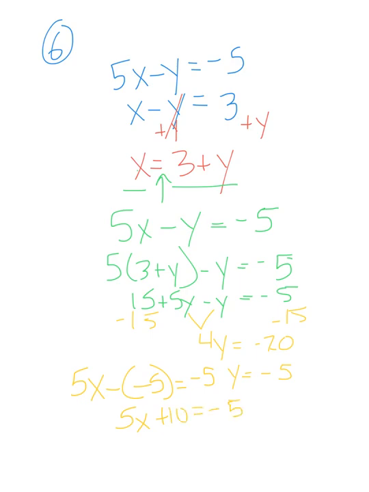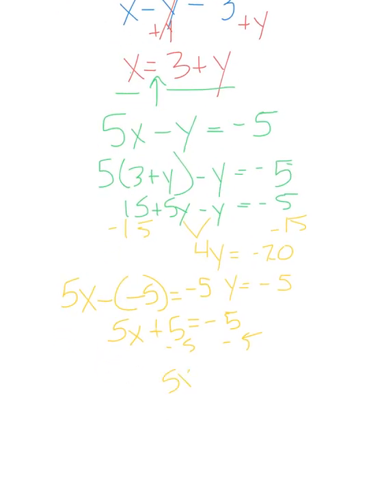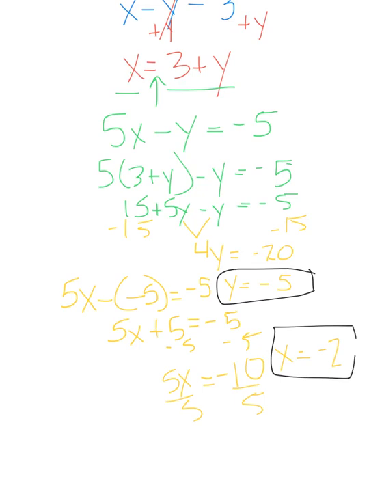So 5x plus 5 equals negative 5. I subtract 5. I have 5x equals negative 10. And then I divide by 5. X is equal to negative 2. And so there's my solution. Y has to be negative 5, x has to be negative 2. And if you go back and try it, you'll see that that'll actually work for both equations. And that's how you can always know you have the right answer.